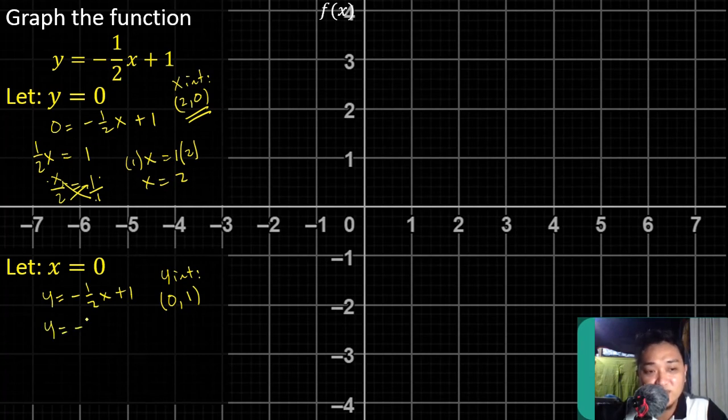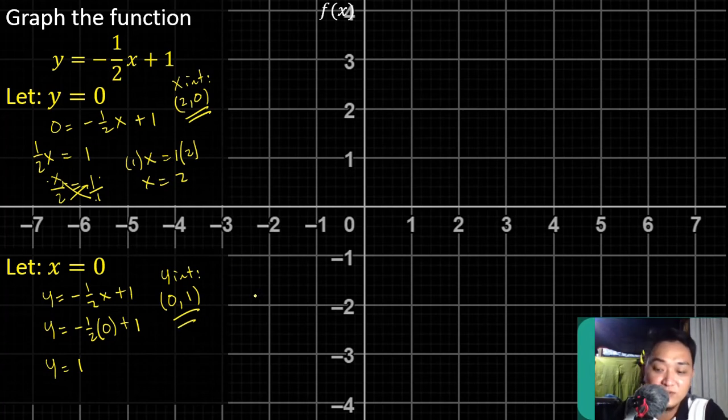Now, if we want to solve, that is the same as y is equivalent to negative 1/2 times 0 because the value of x is 0 plus 1. And negative 1/2 times 0 is 0. Ang naiwan na lang sa atin, 1 na lang. So, there you go. You have your y-intercept, 0, 1.